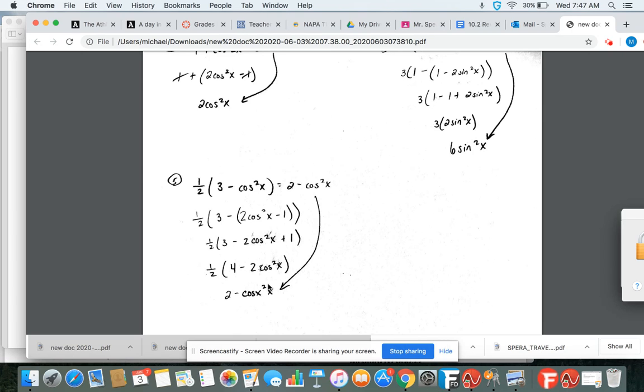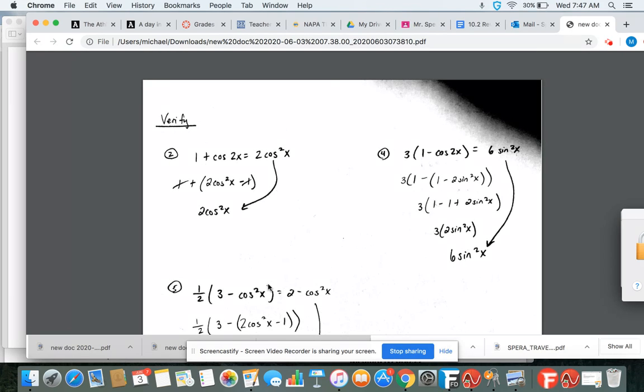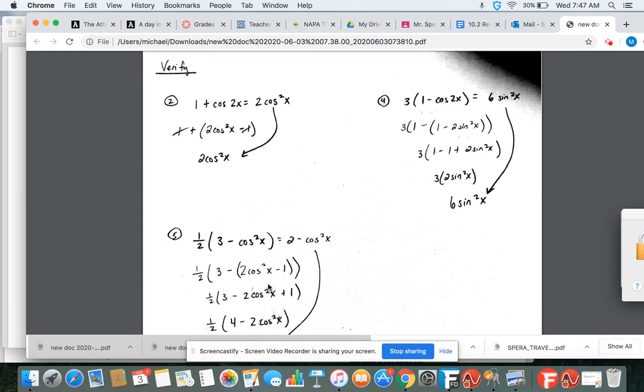So again, you're going to have a short quiz. It's going to be on verifying. It's going to be on solving. And it's going to be on the first lesson we did with double angles.